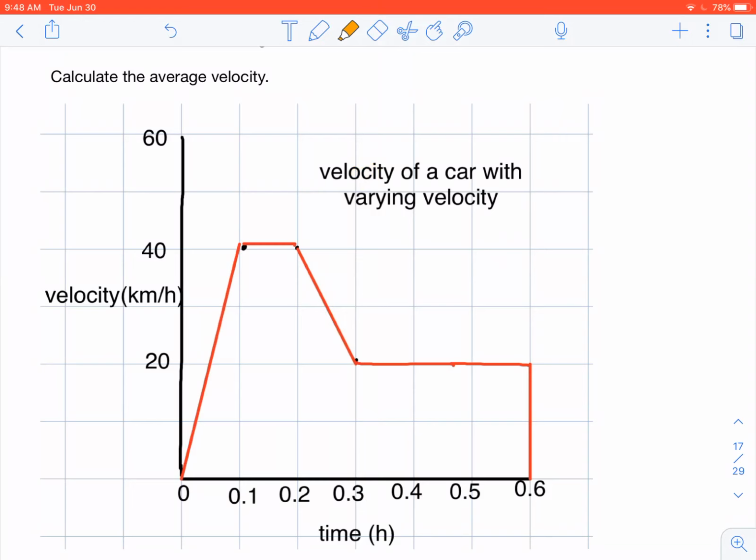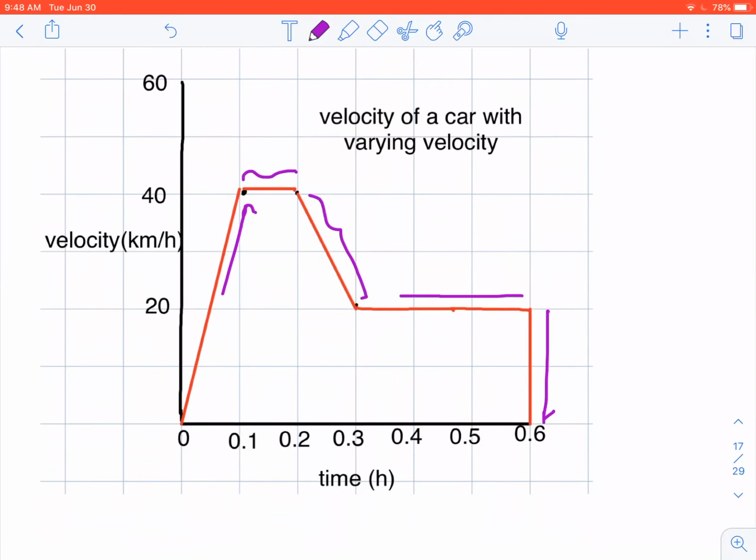Alright, so we have it moving at 40, right? It's going up to 40, and then it maintains that velocity till there. Then it comes back to 20, and then it carries on there, and in 0.6 hours it's back. The velocity is 0.